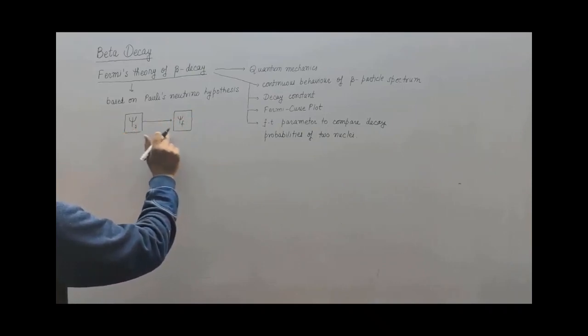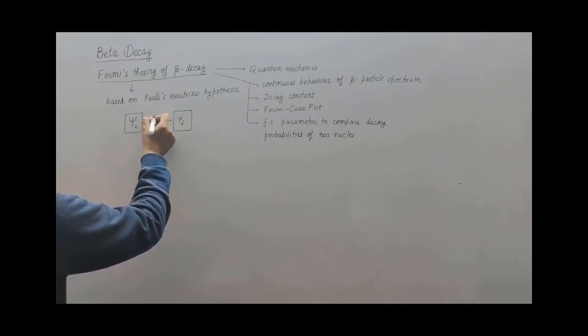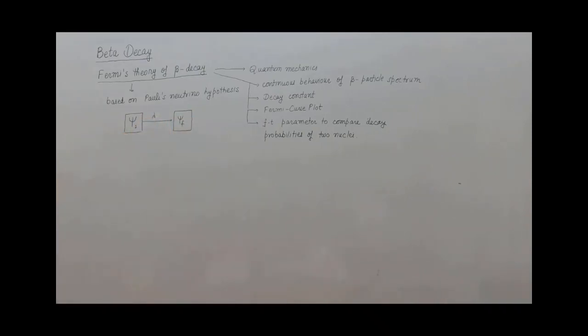So basically for this process, he finds out the lambda. He finds out lambda from the initial state of the parent nucleus to the final state of the daughter nucleus. The transition probability per unit time lambda, in his theory, from initial state psi I to final state psi f is given by time dependent perturbation theory.